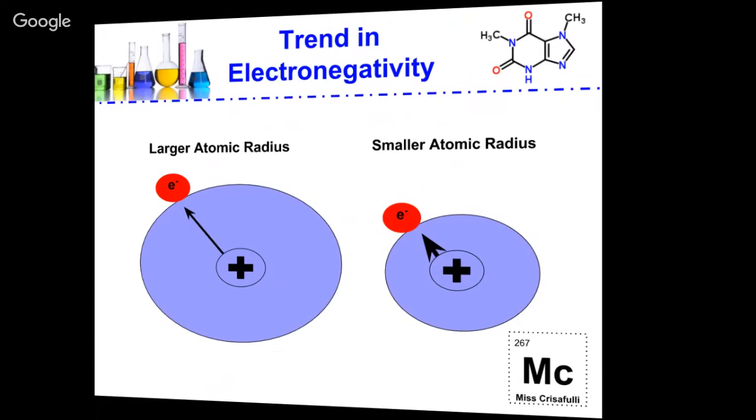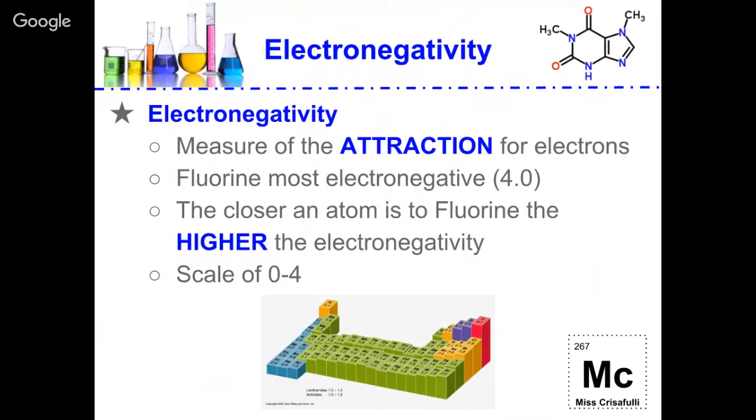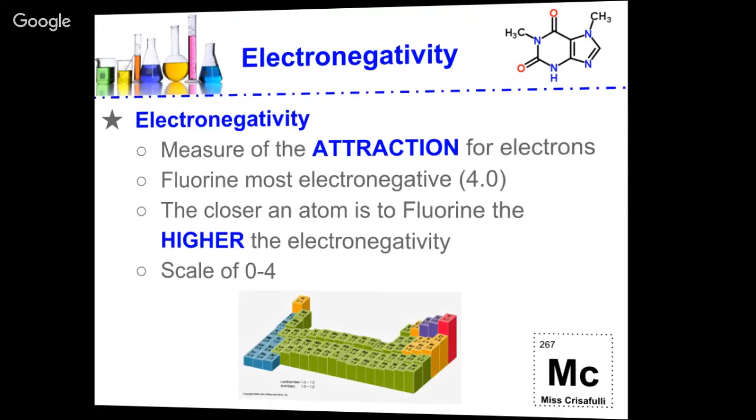And this is the last periodic trend, electronegativity. Electronegativity is the measure of attraction for electrons. Fluorine is the most electronegative element and it's on a scale of 4.0. So the closer the atom is to fluorine, the higher the electronegativity is. And these are actual numerical values. All right, so let's talk about these trends.